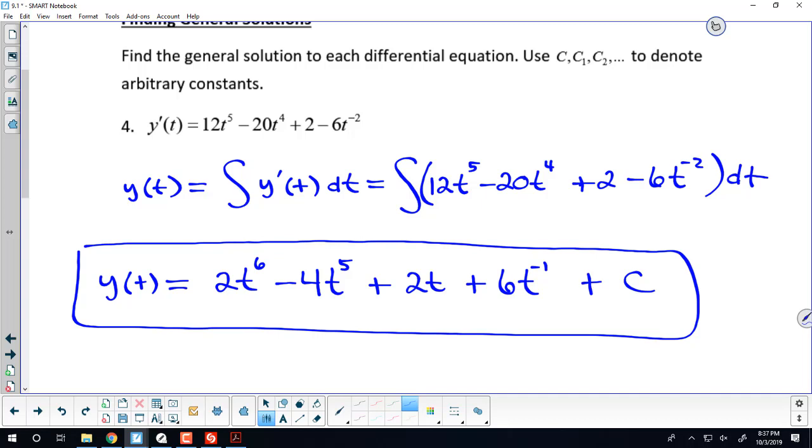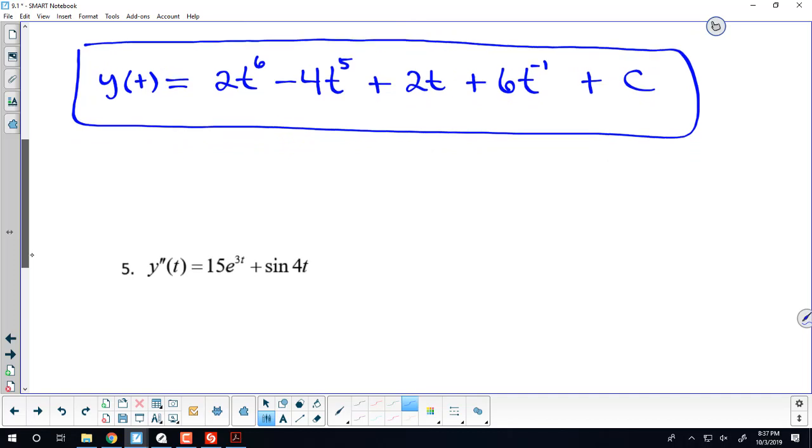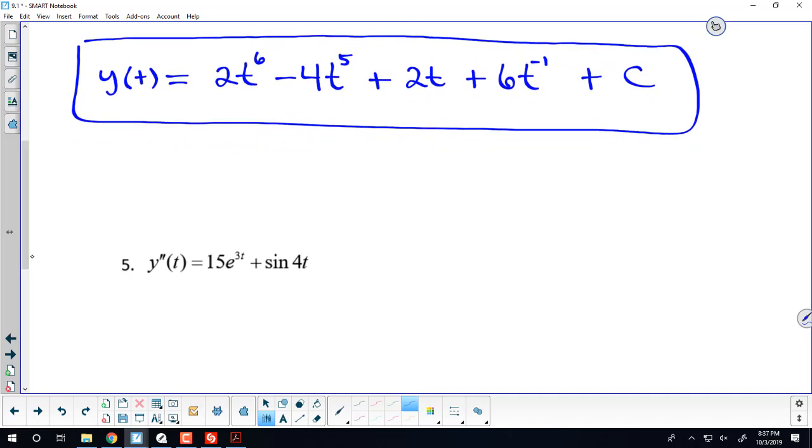Not bad, right? It's nice to hit a section like this after everything we've been doing. Now the general solution just means the antiderivative. It's a plus c instead of like minus 2 or something. That would be like a specific solution.